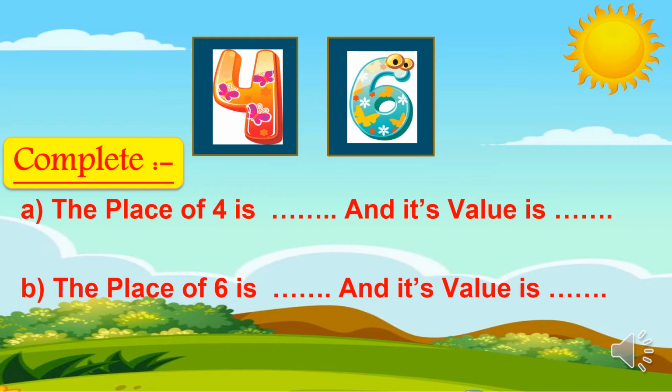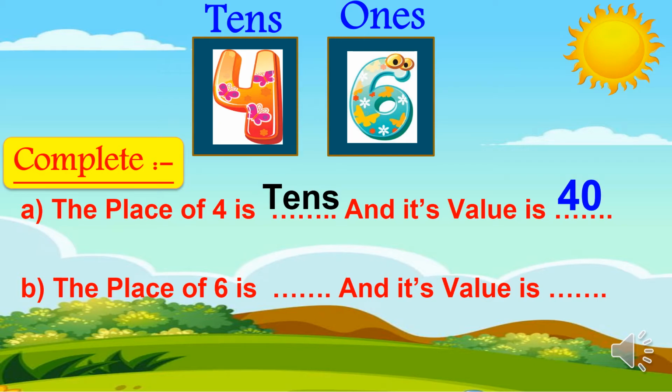Let's answer this complete example here. We have the number 46. The first thing we do, we put our places, ones, tens. In letter A, it asks about the place of number 4. Number 4 here, its home, its room is tens. And its value equals, in tens we put just a 0, so its value equals 40.